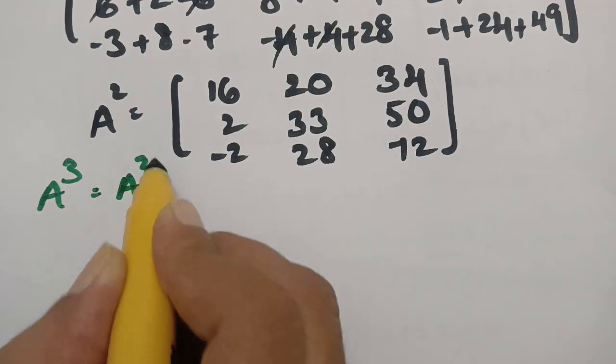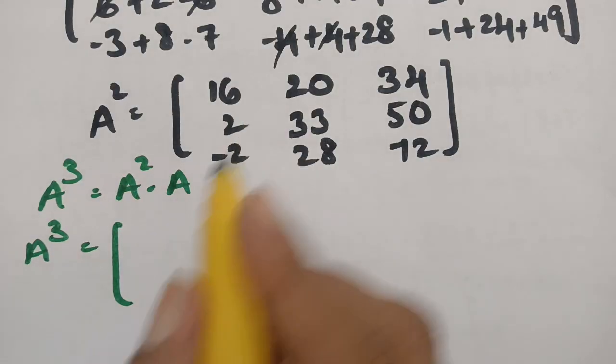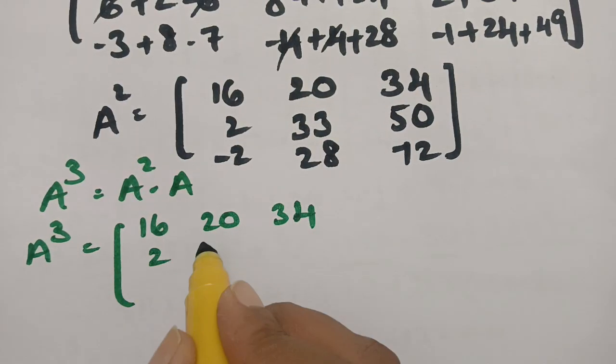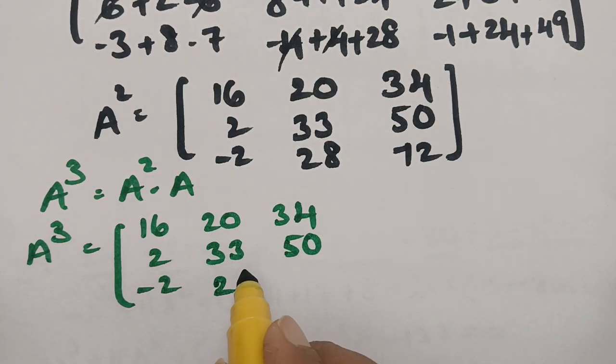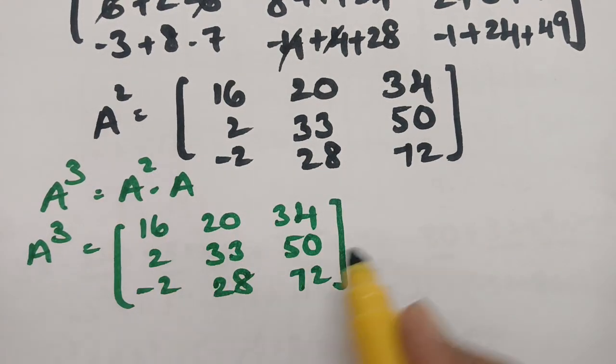A cube value is nothing but a square into a. So a cube value is nothing but, what is a square? This is a 16, 20, this value is 34, this is 2, this is 33, the value here is 15, this is minus 2, 28, and this value is 72. So this is our a square.